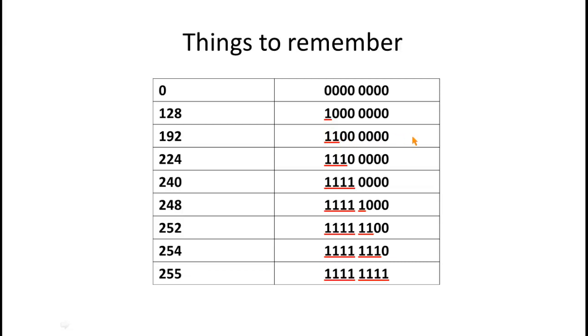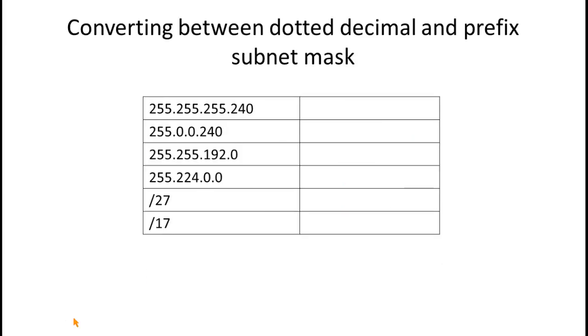So in the previous slide we discussed that in subnet mask all ones will be on the left hand side and all zeros will be on the right hand side. Having this information, we can say that in the subnet mask only these values can be used. In this slide we are going to convert between dotted decimal and prefix notation.